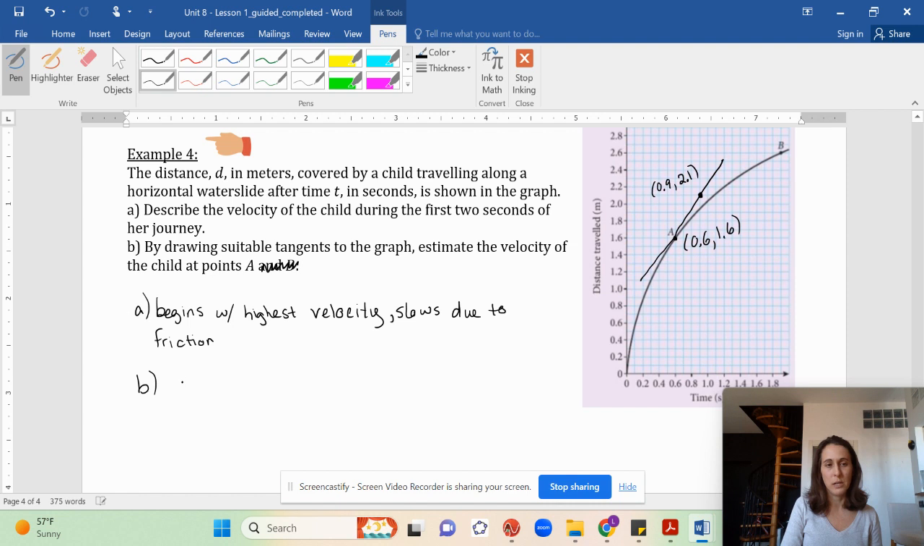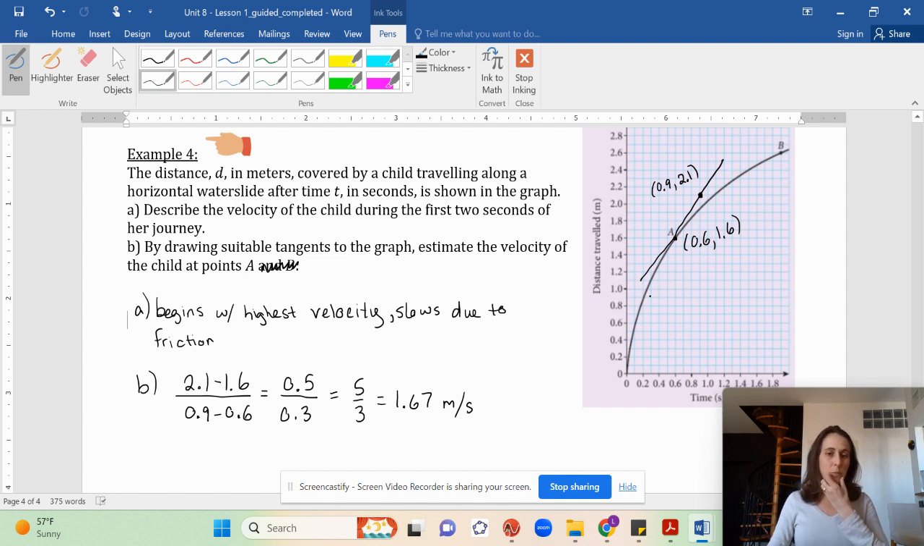And the slope of that tangent line would be (2.1 minus 1.6) over (0.9 minus 0.6), which gives me 0.5, I believe, over 0.3, or 5/3. 5/3 or about, what is that, 1.67. Yeah, 1.67. This is meters per second. And so I can estimate that instantaneous velocity by drawing the tangent line and calculating the slope of that tangent line.